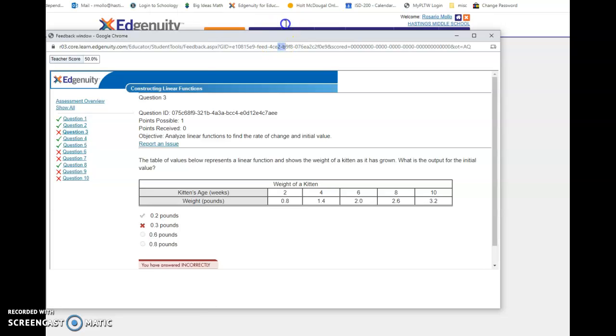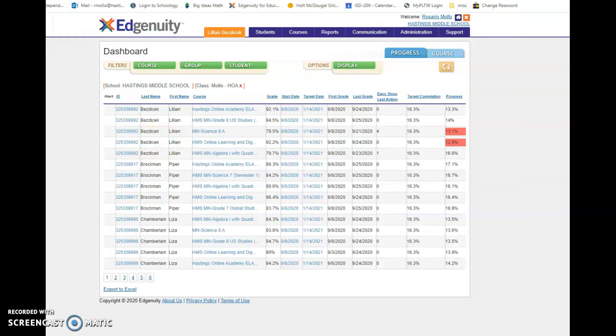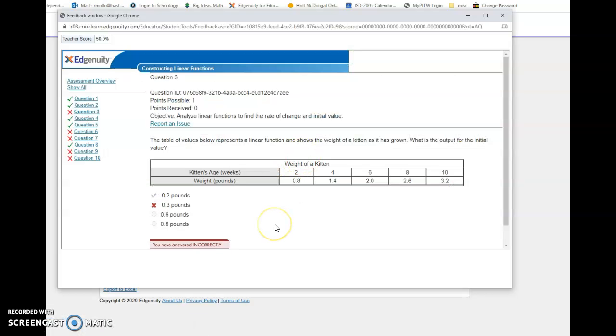Alright, so the table shows a value that represents a linear function showing the weight of a kitten as it grows. What is the output for the initial value? So this one's kind of tricky, sorry about that. We kind of have to go backwards and see what happens here. If we go from 3.2 to 2.6 to 2 to 1.4 to 0.8, it looks like we're going down 0.6 each time. And if we go down another 0.6, we get down to 0.2 pounds.